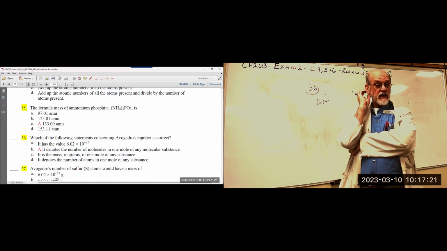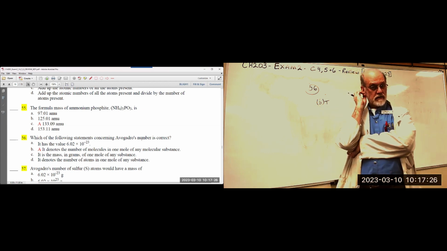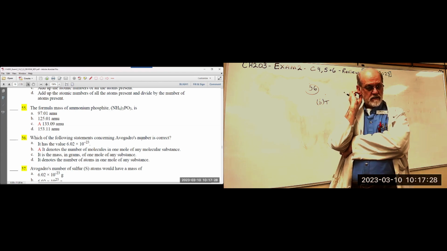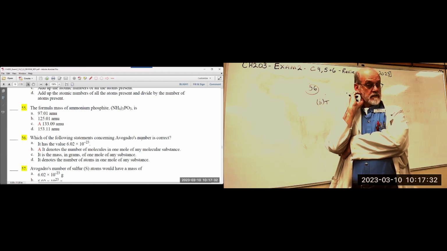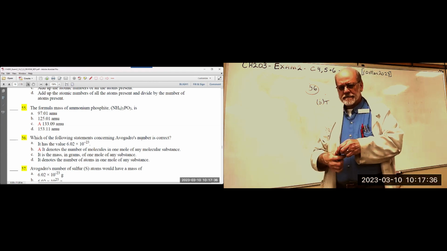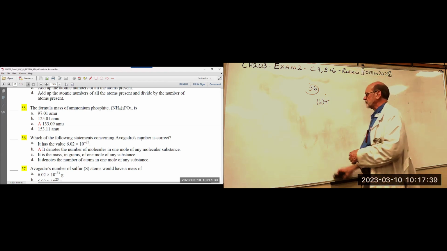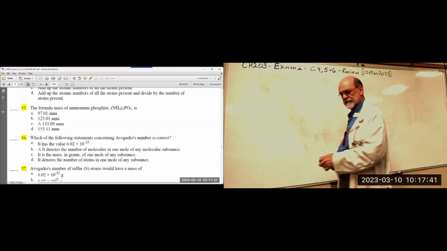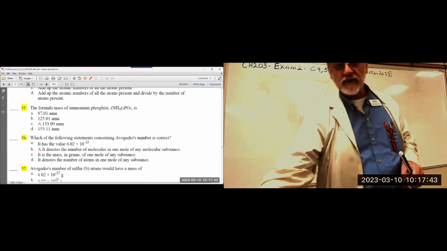It is the number of molecules in 1 mole of any molecular substance. That's true. Okay, so in this case, pick the best answer. And B is a better answer than C because C is kind of nebulous. That's the best I can do for that one.